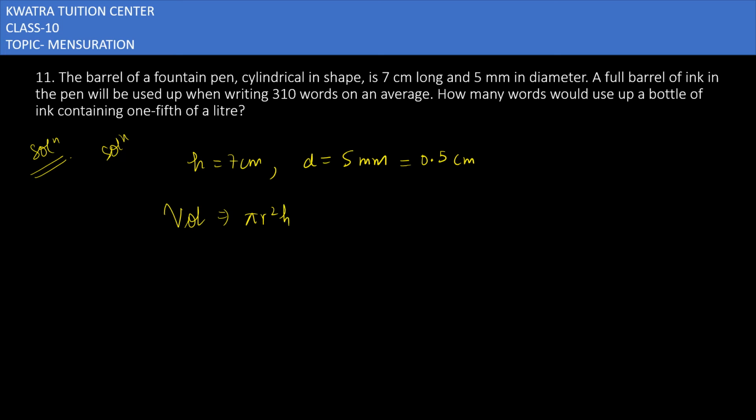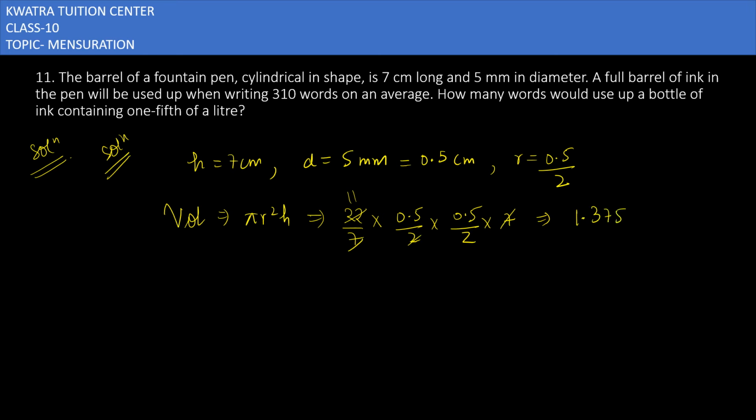So volume will be pi r square h. Pi r square h. It is 22 by 7. R square. Half of this will be 0.5 over 2. So just put 0.5 over 2 twice and then multiply it with 7. 7 and 7 can be cancelled. 2 and 22 can be cancelled. 11 it will be. And then you can multiply it and divide it by 2. So it will give you 1.375 centimeter cube.